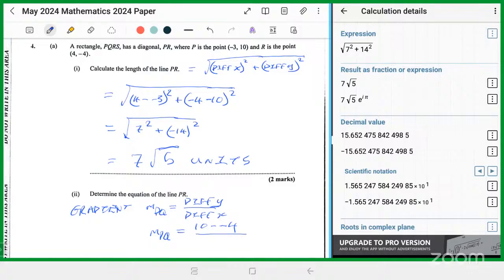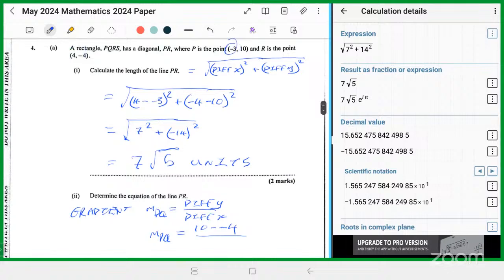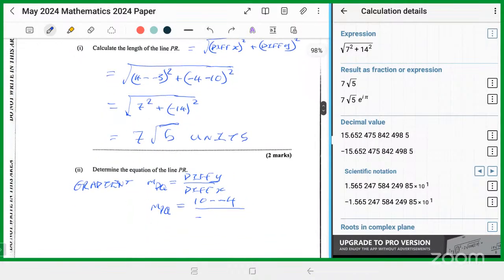Since we start with this y value when taking the difference in y, we have to start with this x value for the difference in x. So it's going to be negative 3 minus 4. Now the numerator becomes 14. The denominator becomes negative 7, and that therefore is negative 2. The gradient is negative 2.